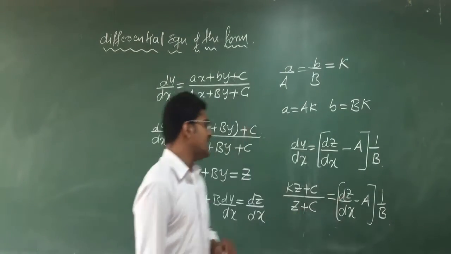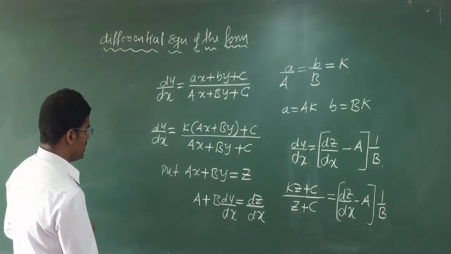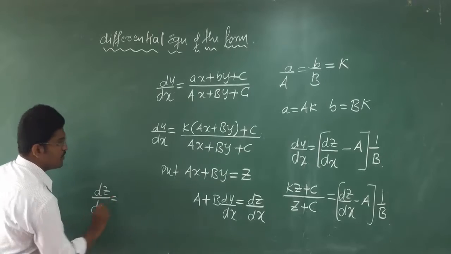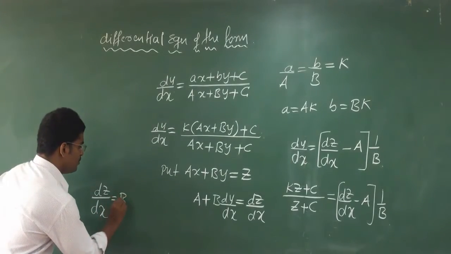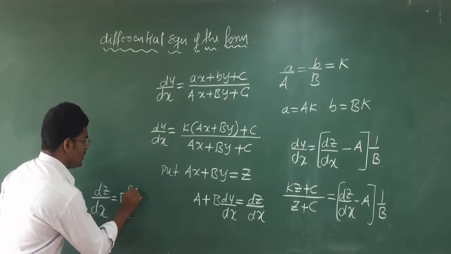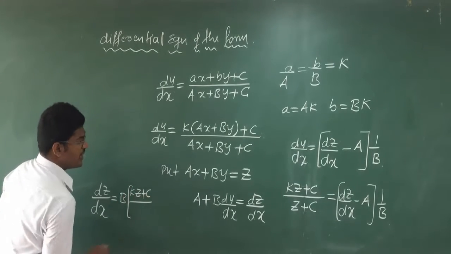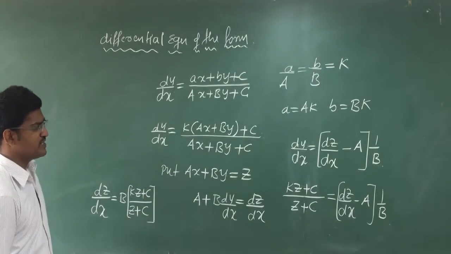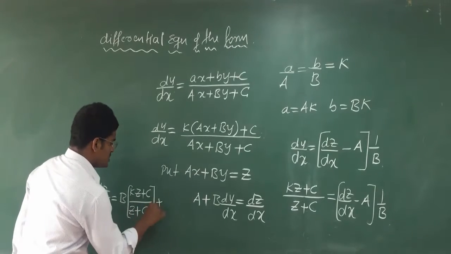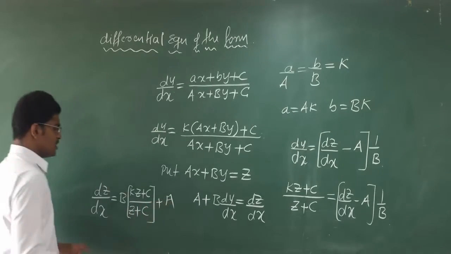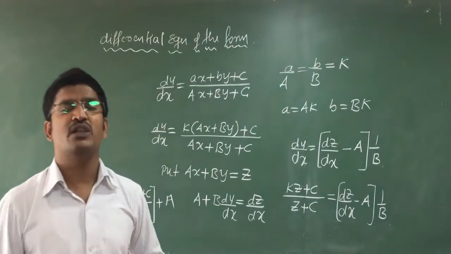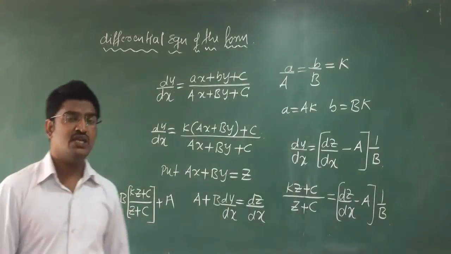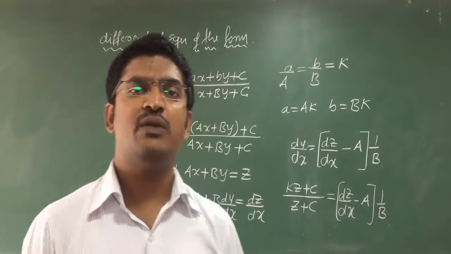So now dz by dx can be written as, see here, dz by dx is equal to b times (kz plus c) divided by (z plus c) plus a. Clear? So now it is in the form of variable separable form, so that you can integrate on both sides and you have to simplify the given particular problem.